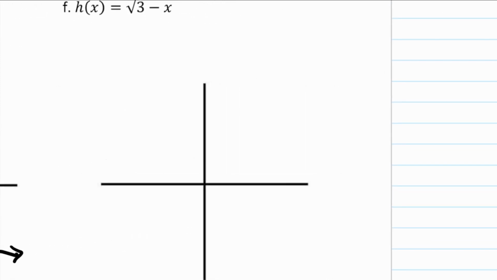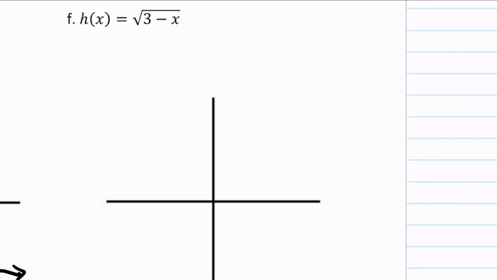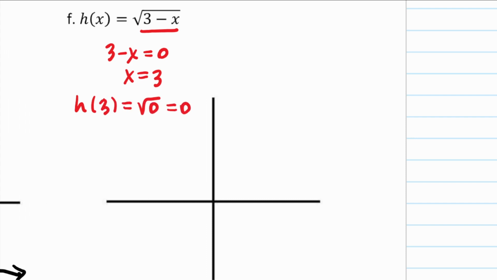Then h of x is the square root of 3 minus x. Okay, so I'm going to go back kind of old-fashioned ways. The x-coordinate of the vertex is where 3 minus x is equal to 0, and that's where x is equal to 3. And the y-coordinate of the vertex is going to be h of 3, which is the square root of 0, which is 0. Okay, so x is 3, y is 0.